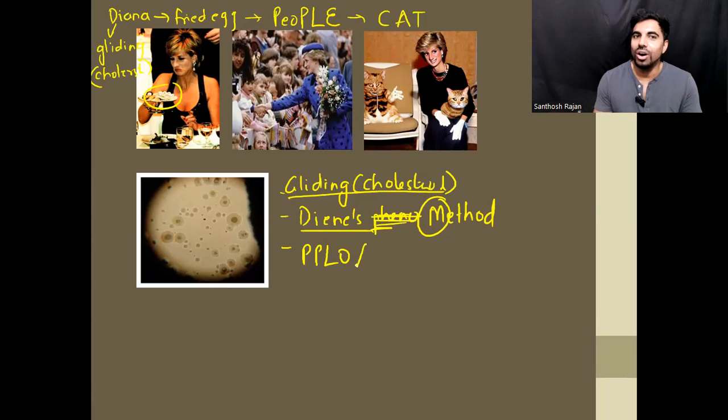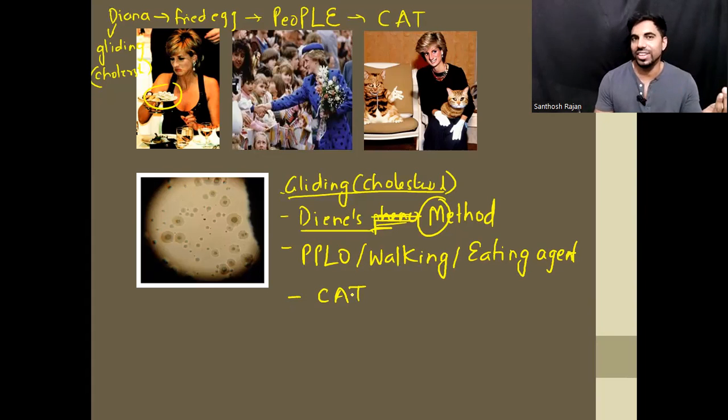PPLO organism, or she loves walking. Walking pneumonia, PPLO pneumonia, or PPLO agent, everything. Because people can have everything. Walking, she was eating. So it's also called eating agent, PPLO agent, eating agent, walking pneumonia, everything comes in here. Cat, because the specific test is cold agglutination test. Cold cat, or Diana lives in London. London is cold. I mean, not now, I mean when she was living, when she was alive. So at that time she was in the cold.